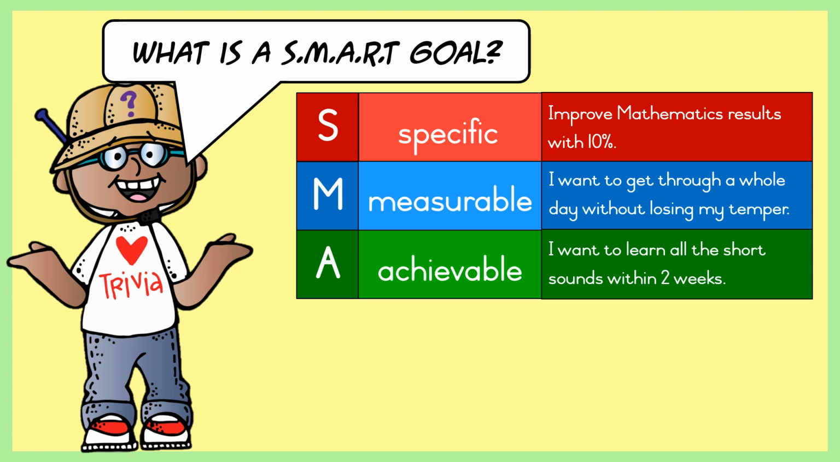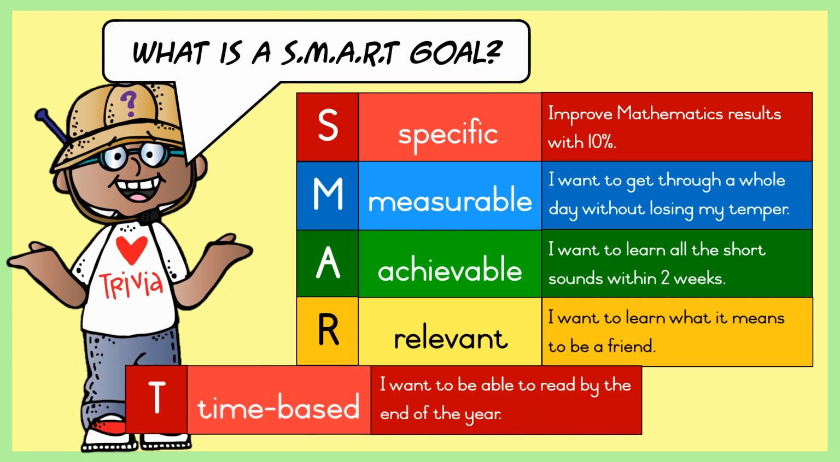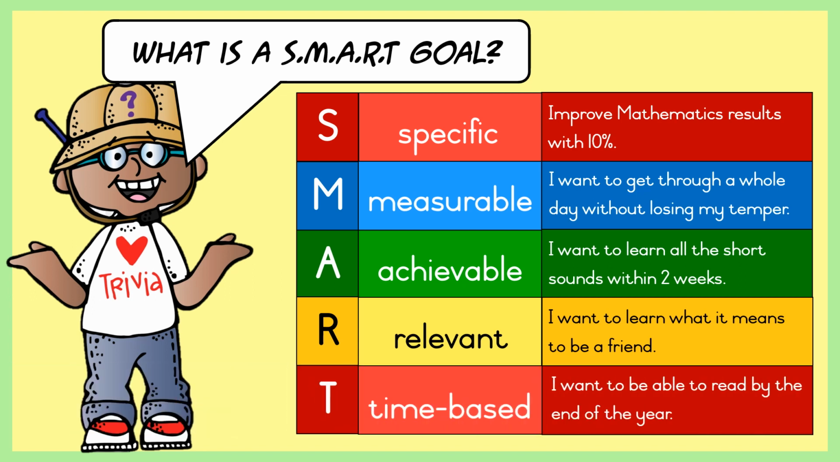R stands for relevant. I am not going to help the child achieve or set a goal that he or she is not interested in. So, if it's relevant to the child, if they do not have social skills, they struggle to make friends, they have friends but they fight constantly, then a relevant goal would be, I want to learn what it means to be a friend. And then, of course, time-based.